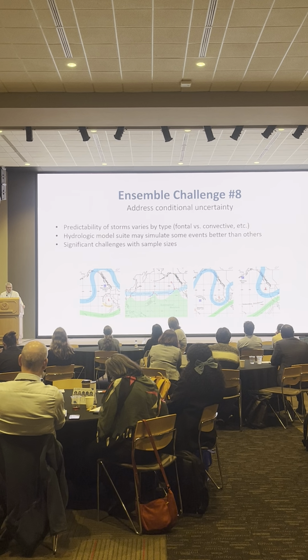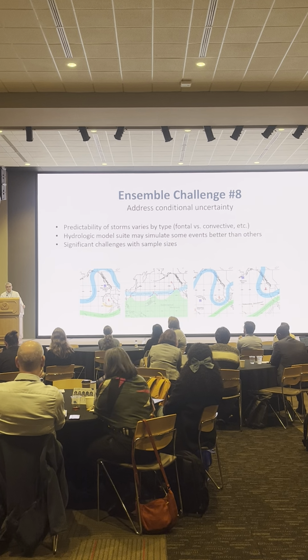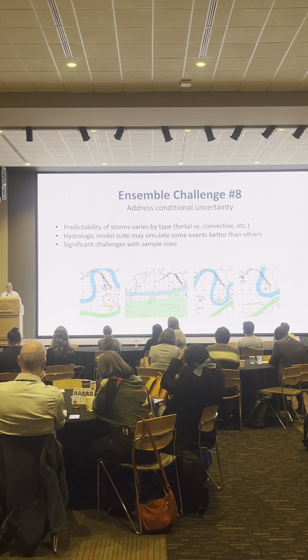The next challenge is really to address conditional uncertainty. We're pretty good at describing meteorological uncertainty across a whole range of atmospheric conditions, for example, but being able to do that specific for different storm types is also really, really important because there can be significant differences in how well a numerical weather prediction model handles certain circumstances as opposed to others. And the same is true of hydrological models.